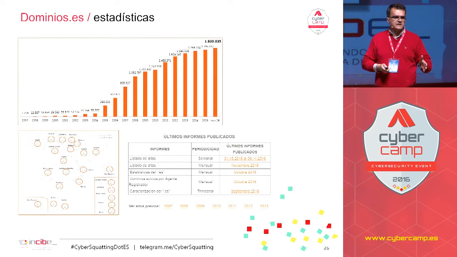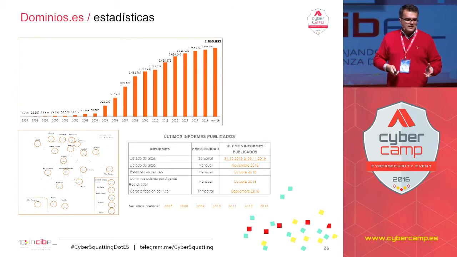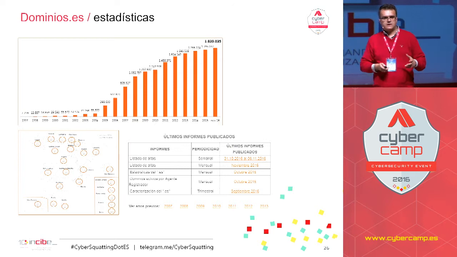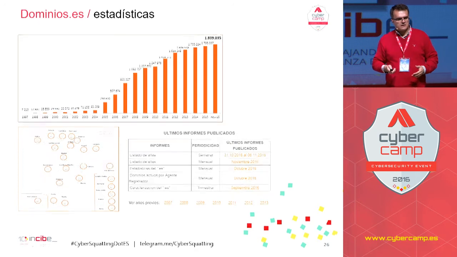For the statistics, you see from 2007 to 2016, all the domains registered every month. You get the location, where they are, and everything else. You see a number of subscriptions, and there is one from November. We try to keep it updated as much as possible, and we will show it to you.